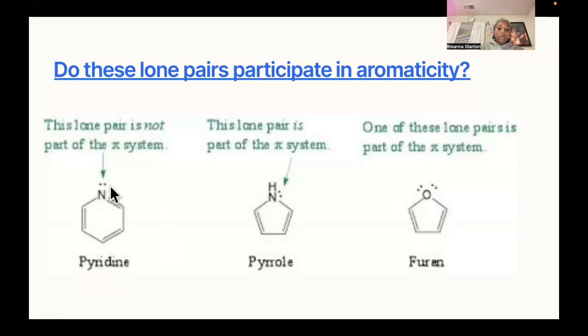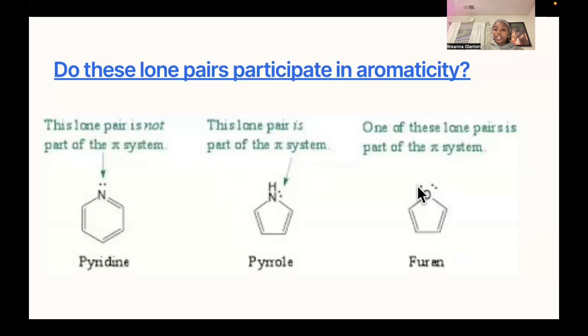As you see, this lone pair right here is not a part of the pi system, so it does not participate in aromaticity. If you try to add it to the ring, it will be overcrowded and you just can't do that. So we can move on to the second one. This lone pair is part of the pi system. If you add it to the ring, you can make a bond right here. This bond can go right here, and this bond can go right here, and this ring will be fully conjugated. So this lone pair does participate in aromaticity.